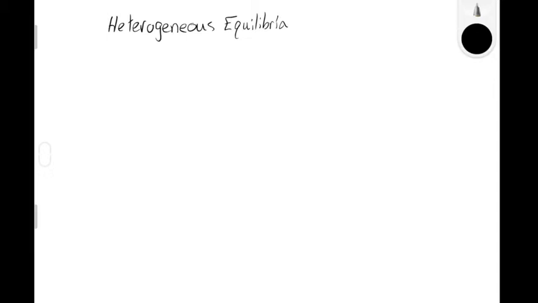Sometimes when you look at the reactants and products in a reaction, they don't all have the same state. You can have a mixture of solids and liquids and gases and aqueous components. And when you have a mixture of different states, you have a heterogeneous equilibrium.